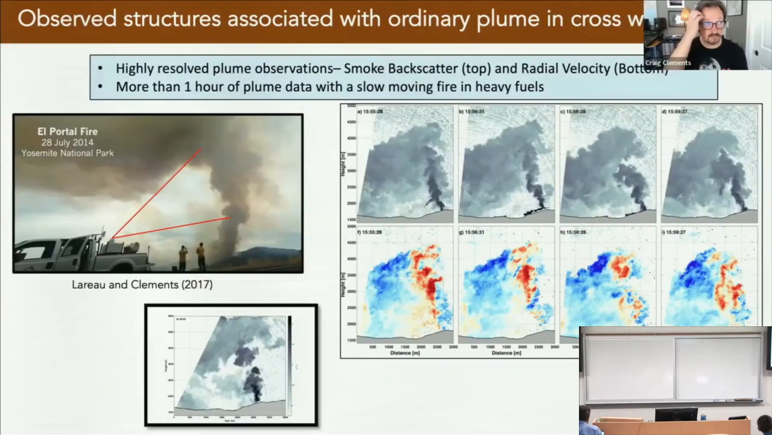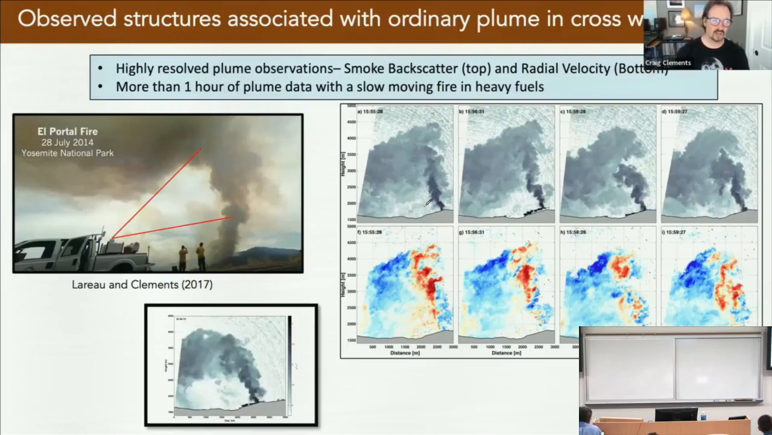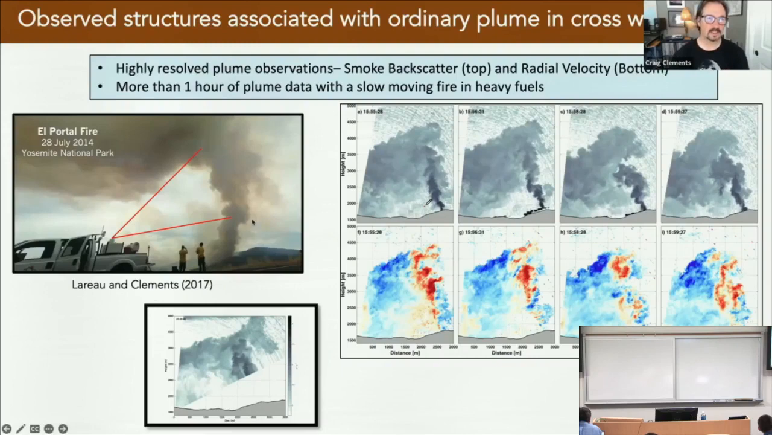Here's an example from the El Portal fire in 2014, where we were able to get highly resolved plume structures with multiple scans. That's a photograph of the LiDAR at the fire. You can see it's not a very wide fire. It's approximately a few hundred meters in width, but it's fairly stationary, which is cool because that allows us to make multiple scans. And what you can see is highly resolved plume observations that we weren't able to get before we started deploying LiDARs on fires.